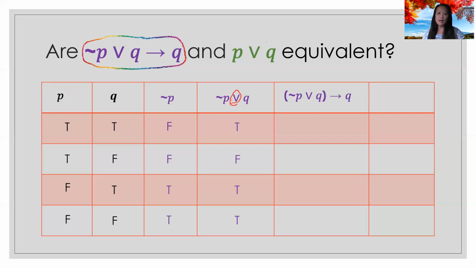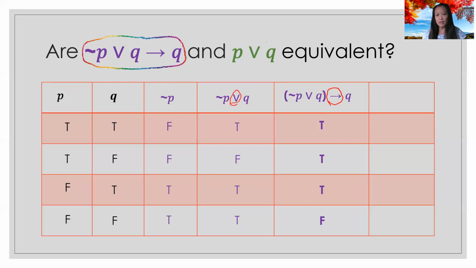And then the entire statement, we are looking at the if-then connective. So we'll have to keep in mind the truth table for the if-then statement. And we are looking at the fourth column and the second column, right? So true implies true is true. False implies false is true. True implies true is true. And then true implies false is false.